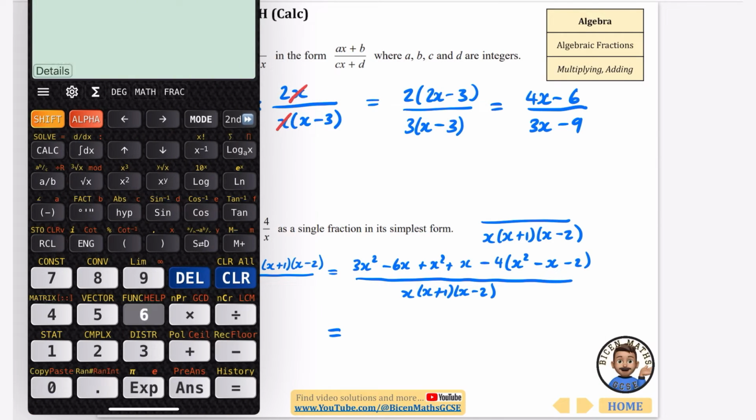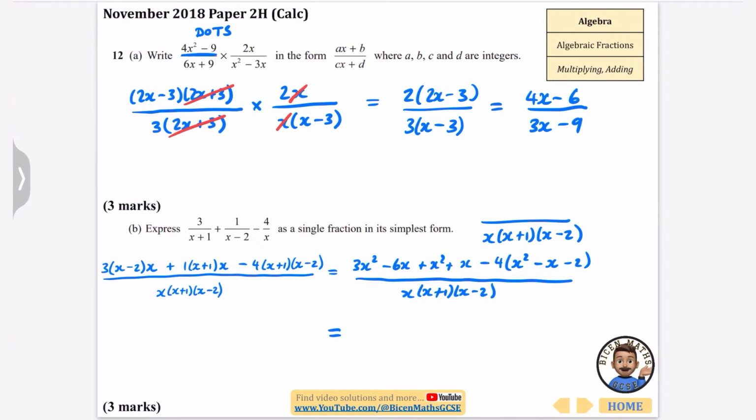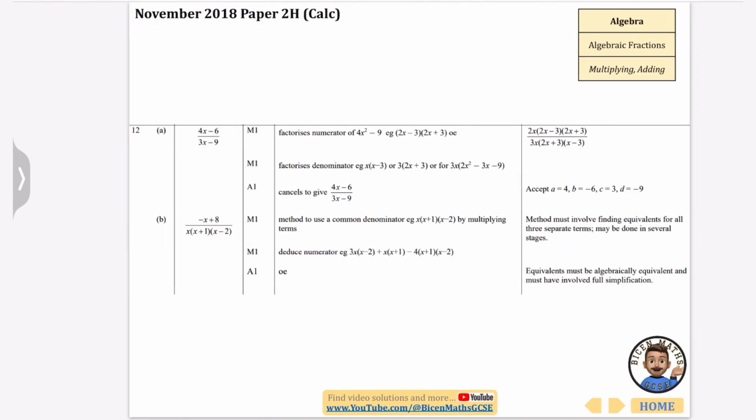So we've said that there's a negative 6x, we're adding on 1x, and we're also adding on 4x, so it's going to be a minus x for that first one that we've got there. Now the constant terms that we've got, the only constant term that we've got is the negative 4 multiplied by the negative 2, which is an 8. So we have minus x plus 8 over x brackets x plus 1, x minus 2. And of course you could write the numerator as 8 minus x if you prefer, but I'm quite happy to leave it in this form that we've got here.